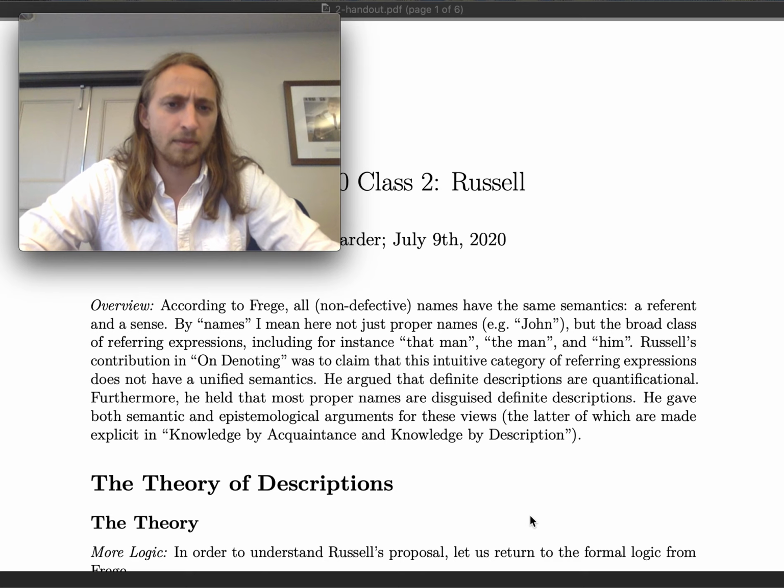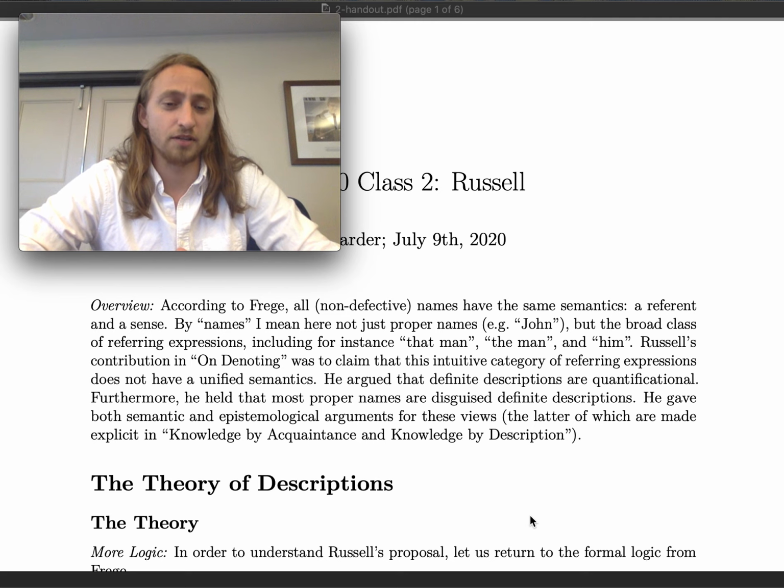Okay? And this includes not just proper names, but also demonstratives, for instance, that man, definite descriptions, for instance, the man, and pronouns, for instance, him, or I, you.